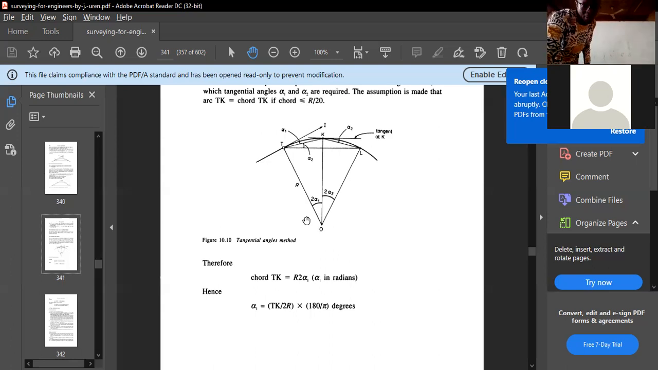So, just going to put one formula on the board. Alpha is equal to 1718.9 times the length of the chord. Okay, so see the length.